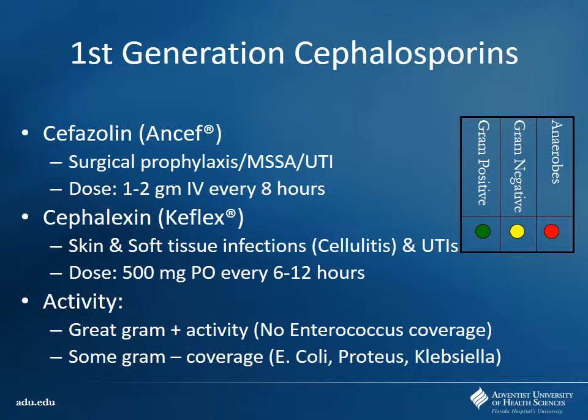So the first generation, we'll talk about the two main drugs. There are going to be more cephalosporins out there than you'll ever actually see clinically, so I try to focus on the ones you might actually see in the clinical world. Otherwise, you could drive yourself crazy trying to memorize them all. The two big ones in this first generation are cefazolin, some people say cefazolin, I don't really care which one you say, otherwise it's Ancef. And then you also have cephalexin or Keflex. I'm sure you've heard of Keflex, right?